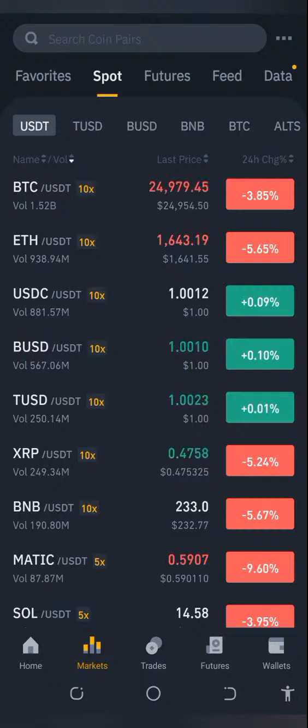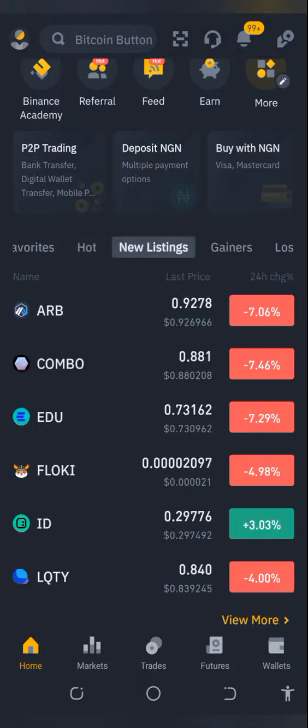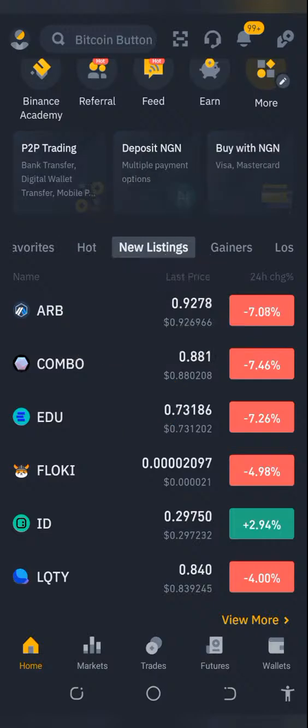We're going to be looking at the new listings and the gainer side of things, but there are some other things that you need to check. Inside of these, you can choose anyone you like, but there are some very vital insider things that we talk about in the income strategies course that will give you leverage to choose the right coins.